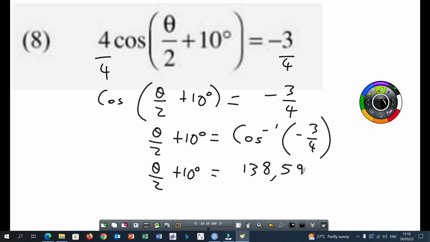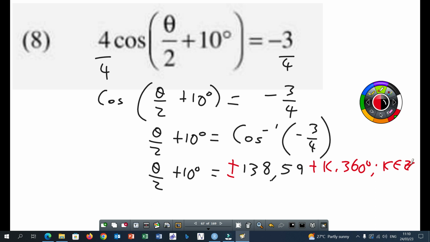Now, it's very important for you to know that your reference angle is the angle you get from your calculator. So our reference angle is 138,59. Therefore, we have to put plus or minus there. Then, since this is cos, we add k times 360, where k is an integer. Then we need to carry on solving.